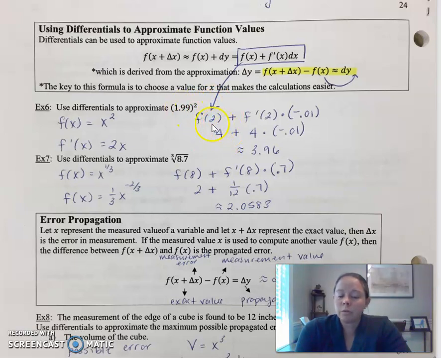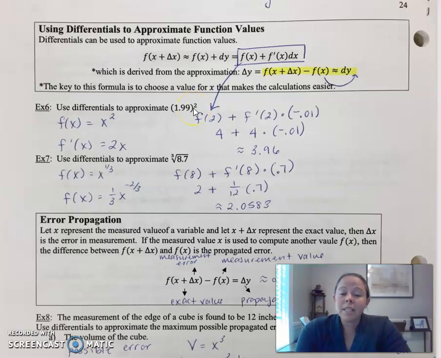2 squared is 4. And then we'll use our derivative at 2 and the change in x. So we end up with f prime of 2. We're using this formula here. You're starting with what you know and adding the approximation to it. The derivative at 2, plug 2 in, you actually get 4 again. And then our change in x is negative 0.01. If you put that in the calculator, you get 3.96, which is very close to the actual 1.99 squared.